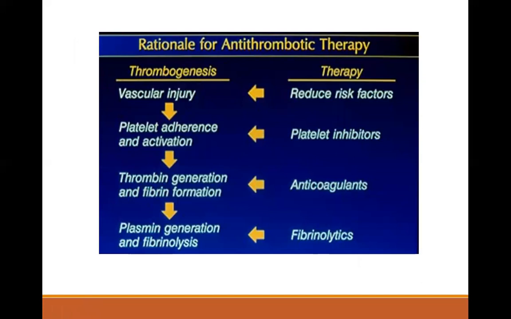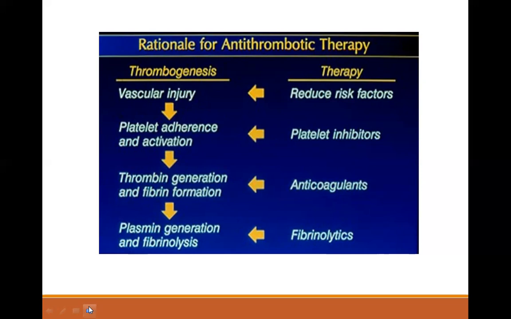Right. Then here you can see the rationale for anti-thrombotic therapy. A thrombus is a blood clot, and thrombogenesis is the formation of the thrombus, the blood clot. As I mentioned, there is vascular injury. So we are talking about different therapies here. First, we can reduce the risk factors for getting vascular injury.